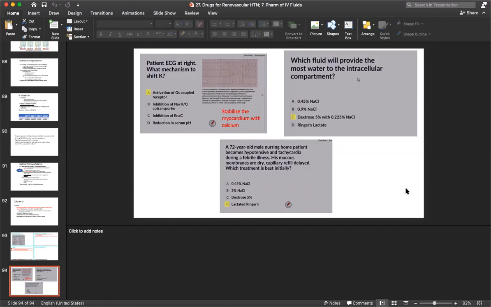Okay, last question. Refeeding syndrome can result in what imbalance? Okay, good job. It's going to be low phosphorus, so we'll have hypophosphatemia.